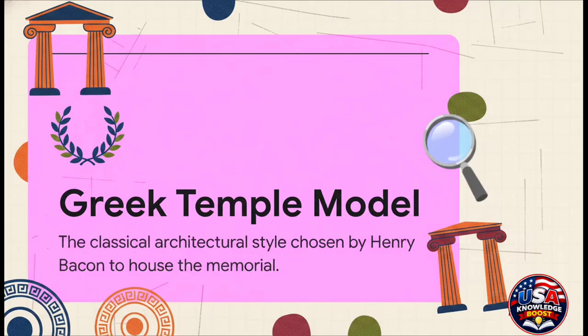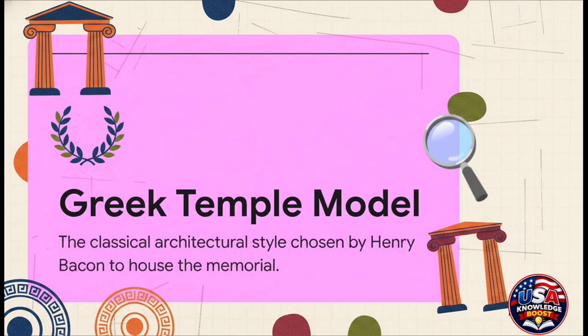Once they finally had solid ground to work with, the architect, Henry Bacon, made a really fascinating choice. He went with a Greek temple model. But he didn't just pick any random Greek style. He specifically chose the Doric order. Now, if you know your architecture, the Doric order is the simplest, most sturdy, and least flashy of the classical Greek styles. And that was absolutely deliberate.